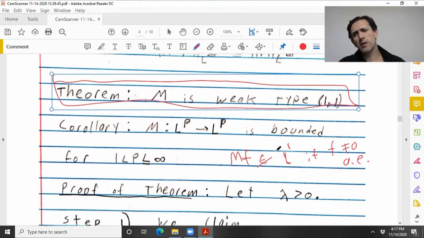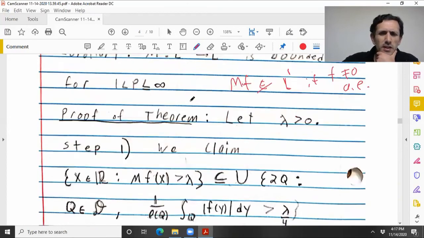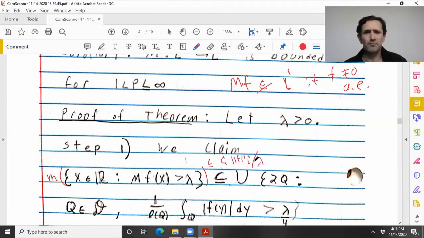So let's prove the theorem, and yeah, the proof of the theorem is probably just as important as the actual theorem. So we're going to do this in 2 steps. The first step is connecting this set here. Remember, we have to get an estimate for this set to prove that this is weak type 1,1. And the goal is that this here is less than or equal to some constant times the L1 norm of f over lambda for positive lambda. That's our goal. Okay. So I'm first going to connect this to a certain collection of dyadic intervals.